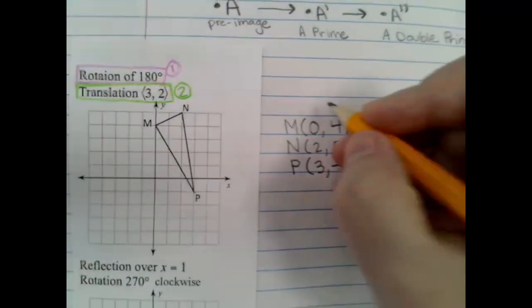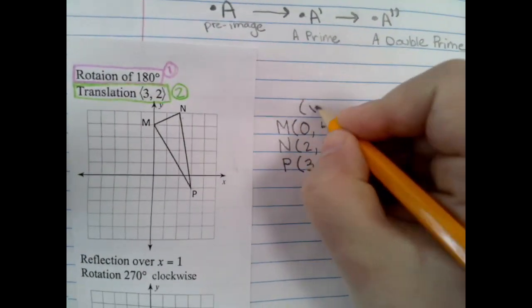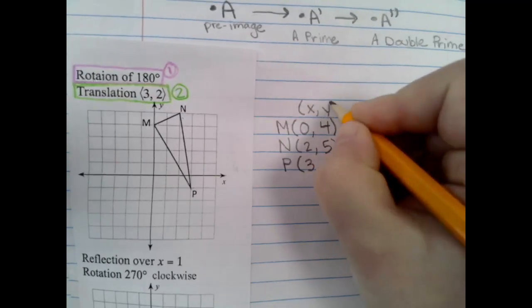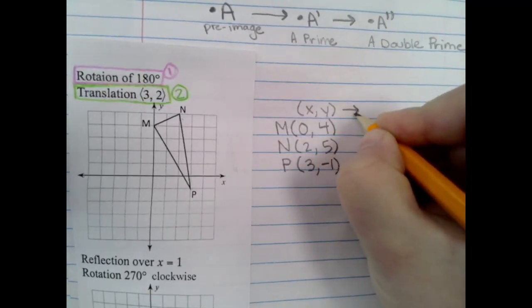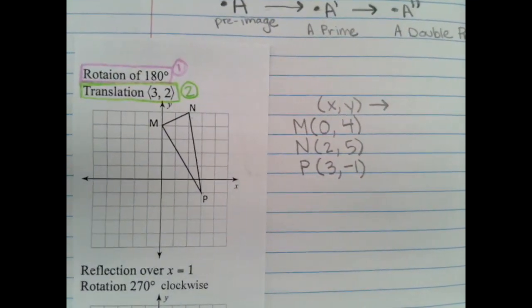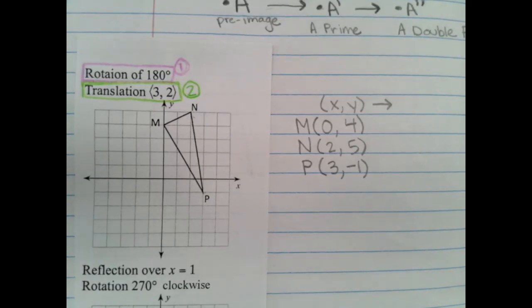Alright, so we're looking for that rotation of 180. It doesn't say clockwise or counterclockwise, because 180 means we're just flipping it around halfway. On Alex, when they had you do the rotation, they did put counterclockwise and clockwise, so make sure you're following that.